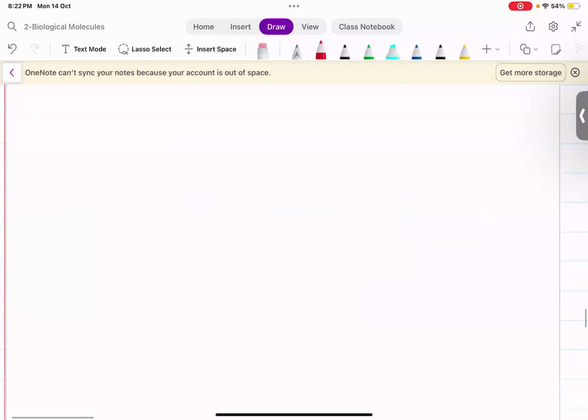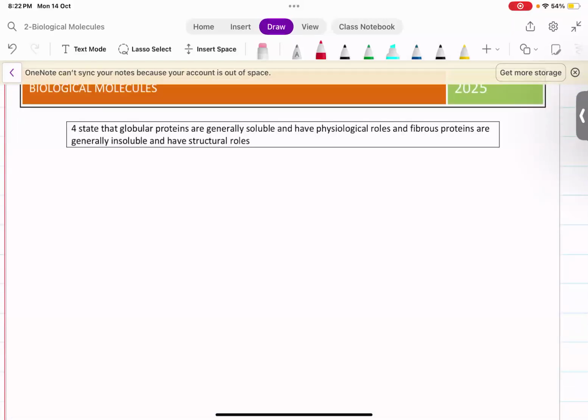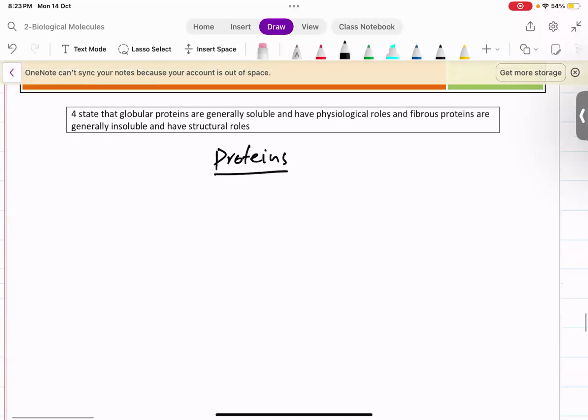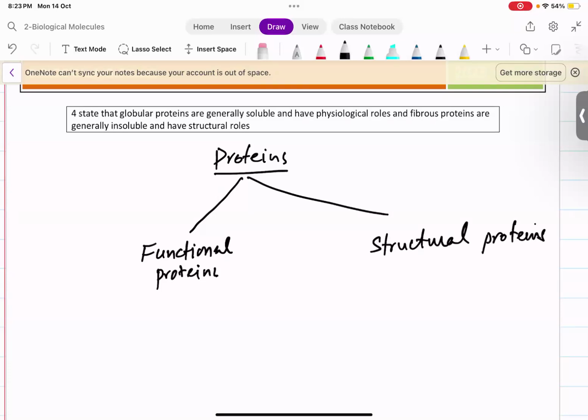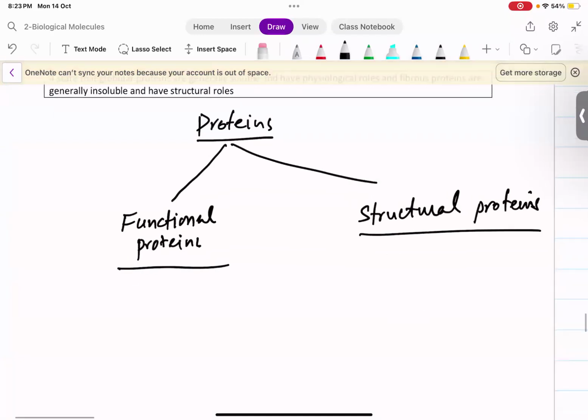We have discussed these interactions. Then let's see. State that globular proteins are generally soluble and have a physiological role, and fibrous proteins are generally insoluble and have a structural role. So there are two types of proteins. One are functional proteins, which have a functional role, and the other are structural proteins.